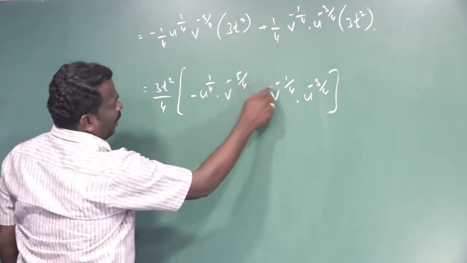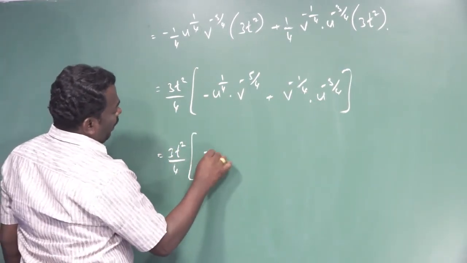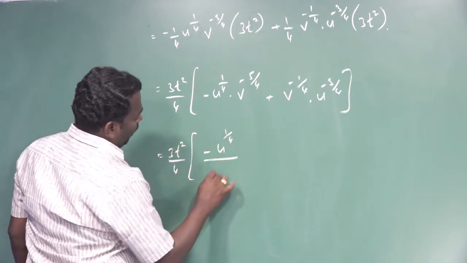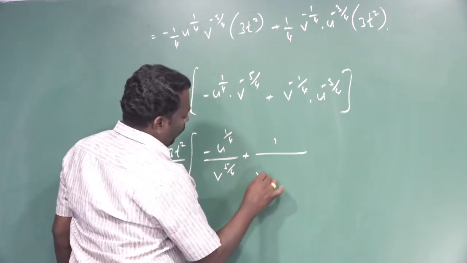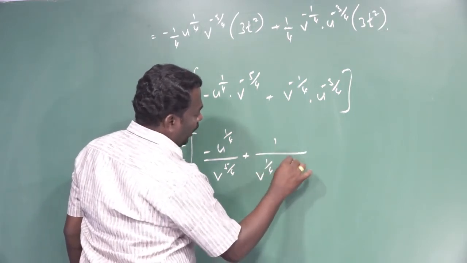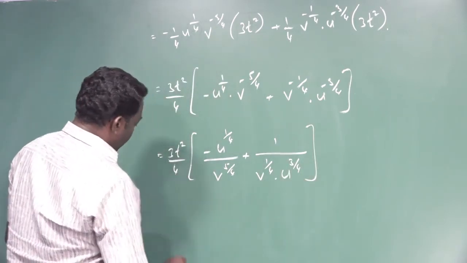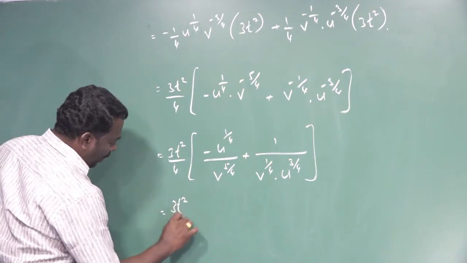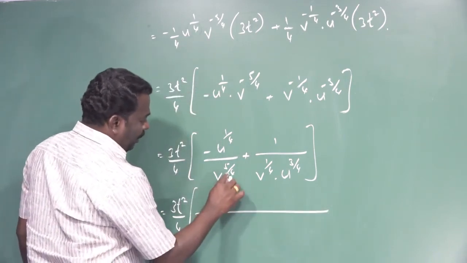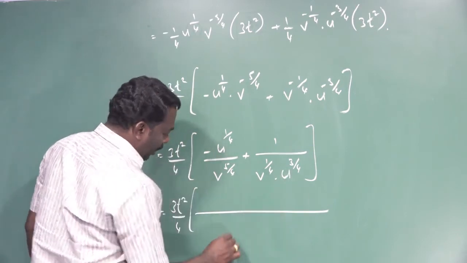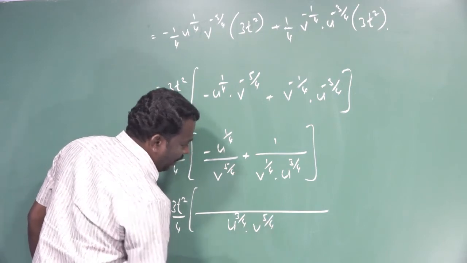Now write minus in the denominator, that is equal to 3 t square by 4 as it is, and minus u power 1 by 4 by v power 5 by 4 plus 1 by v power 1 by 4 into u power 3 by 4 that is remaining. Now taking the common denominator, that is equal to 3 t square by 4 within the bracket. The common denominator we can take is v power 5 by 4 into u power 3 by 4. U power 3 by 4 into v power 5 by 4 as common denominator.